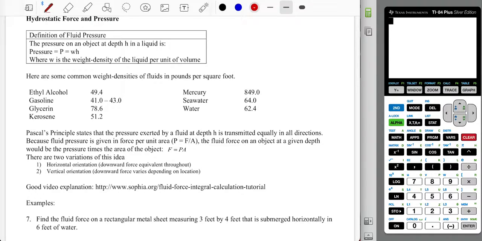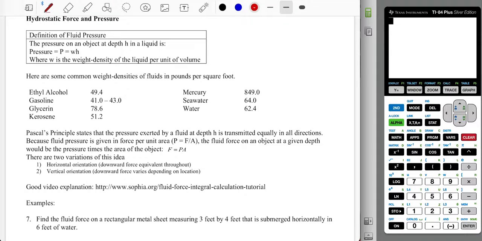The issue is you could have multiple types of orientation of an object. You could have it vertically submerged. You could have it horizontally submerged. What that would mean is that the entire object is at the same depth. So the level of force would be the same throughout.